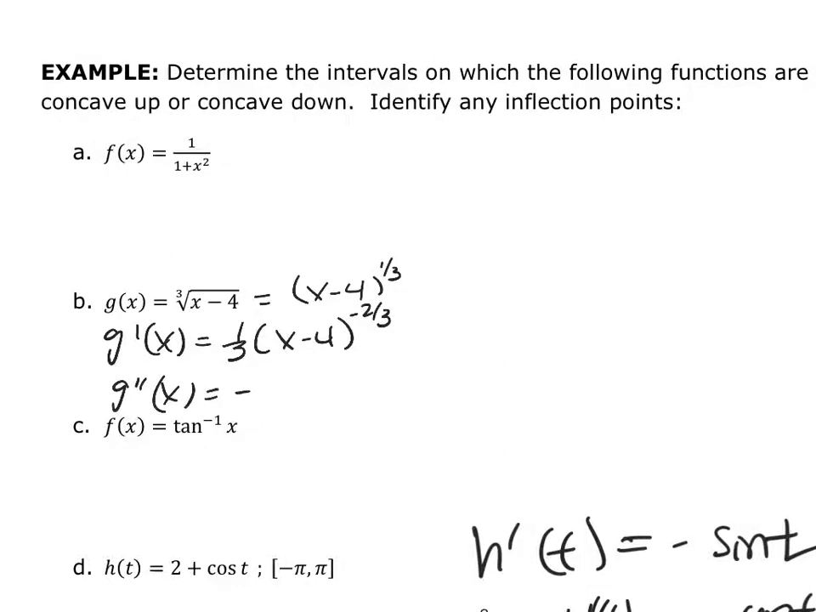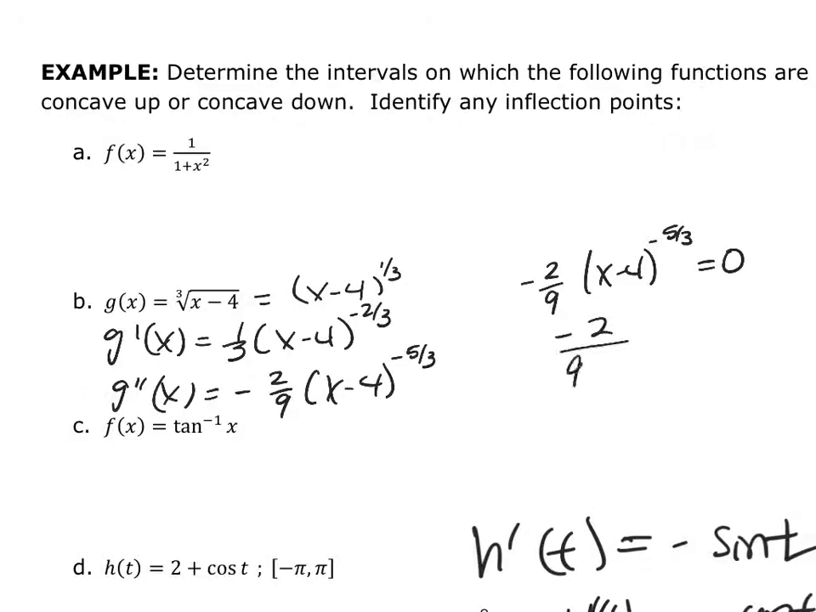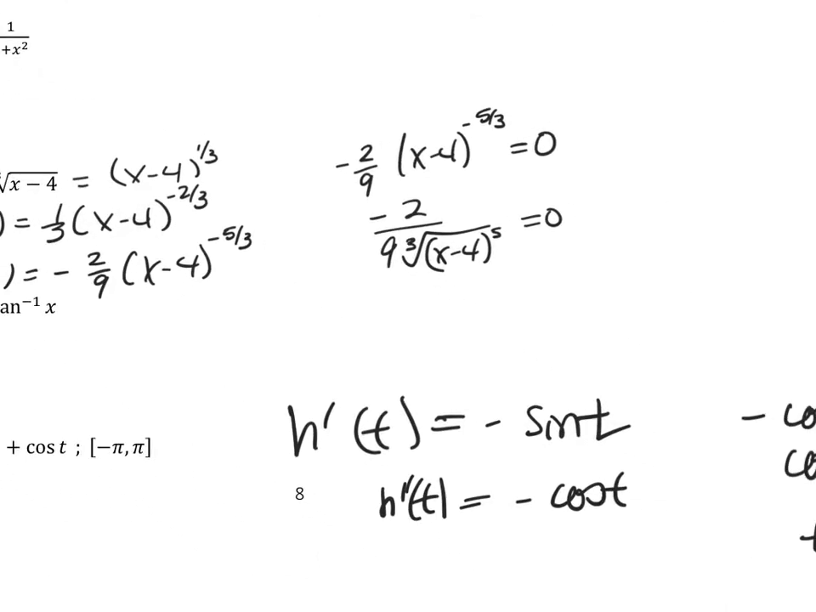Negative 2/9 x minus 4 to the negative 5/3. Now, if I set this thing equal to 0, I'm going to get negative 2/9 x minus 4 raised to the negative 5/3 is equal to 0. So this is negative 2 over 9 times the third root of x minus 4 raised to the 5th power, equal to 0. If I multiply both sides by that denominator, I'm going to get negative 2 equals 0.